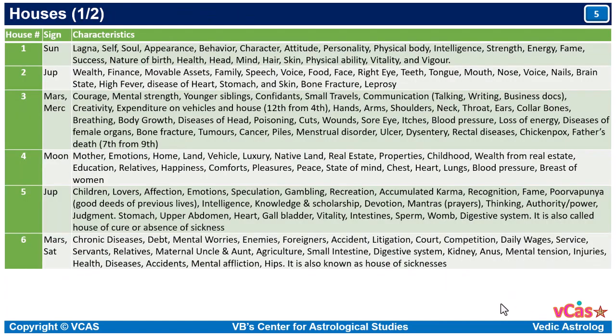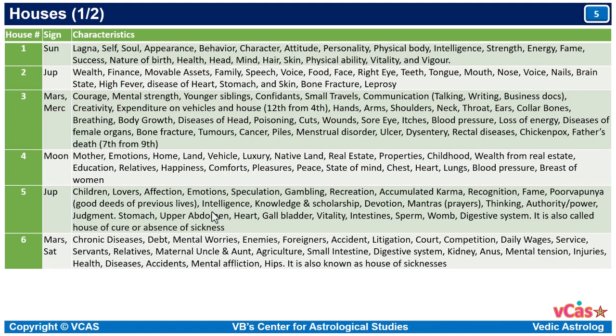There are 12 houses in total. This slide shows the first 6 houses. I have shown the significator and characteristics of each house, which you can go through in your leisure. I will take house number 1 as an example. House number 1 is signified by Sun. It characterizes Lagna, self, soul, appearance, etc.